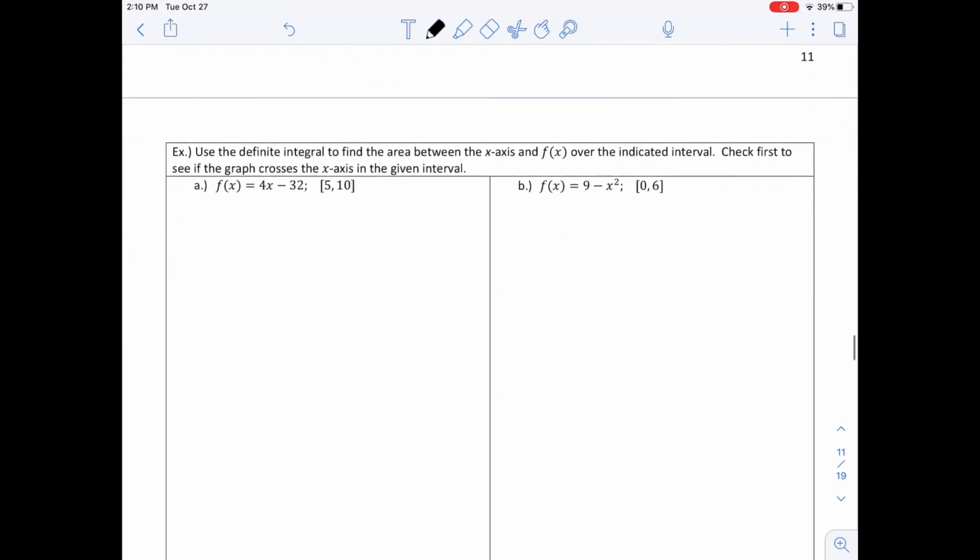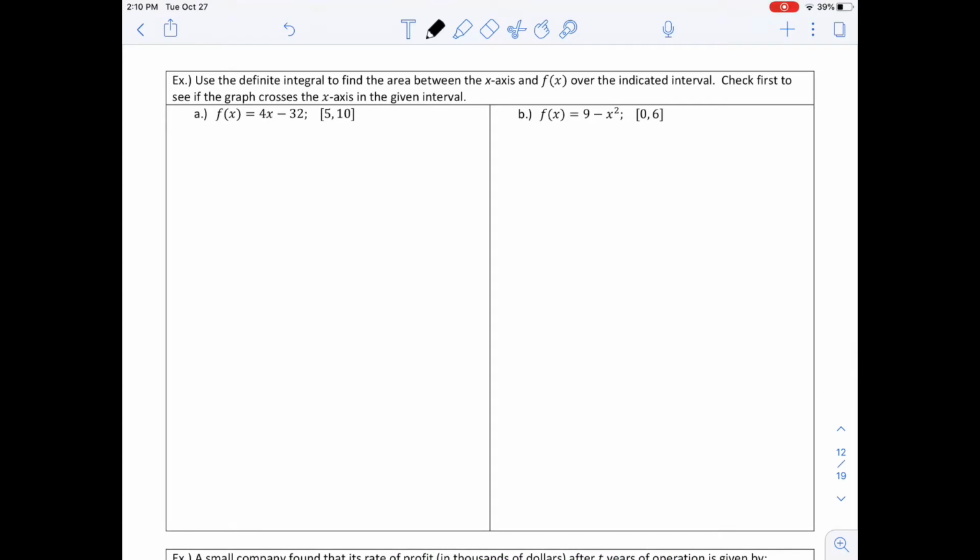So on the next page, top of page 12, it says use the definite integral to find the area between the x-axis and f of x over the indicated interval. Check first to see if the graph crosses the x-axis in the given interval. So the first problem that we have is f of x equals 4x minus 32 on the interval from 5 to 10. And so if we were to graph this function, again, just kind of having a rough sketch of this, we're going to be going from 5, so starting at 5, all the way out till 10. So I'm going to label this 5 over here, and then all the way out till 10.